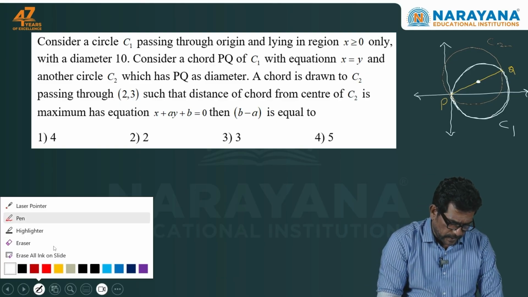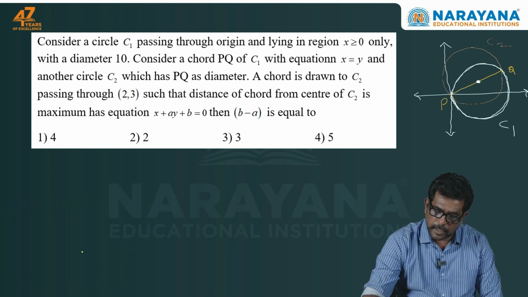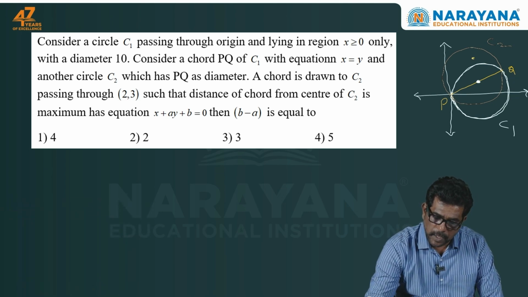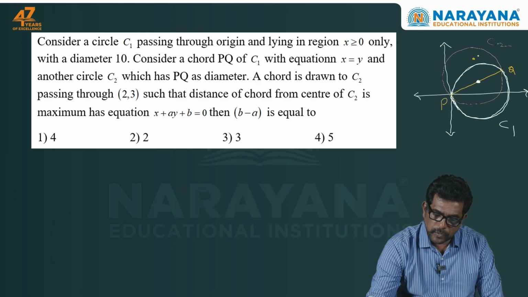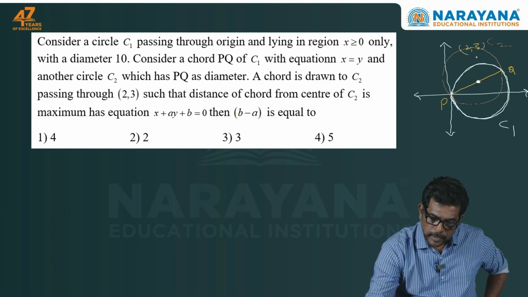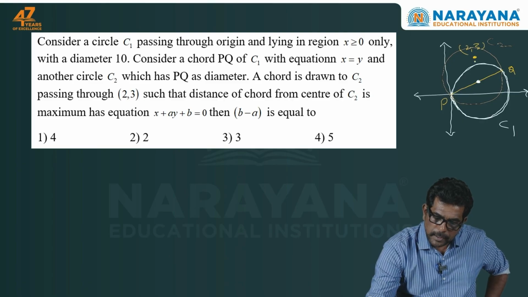How it is possible means, observing there are so many chords possible. Suppose this is 2, 3, a point. Now through 2, 3 there are so many chords possible.